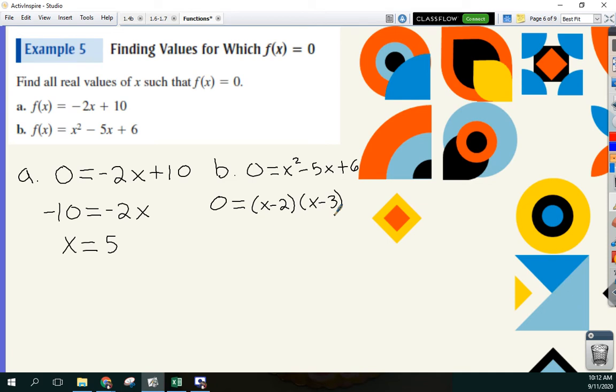If it didn't factor, remember that we have our quadratic formula, and we would have to use that to solve instead. But in this case, it does factor. So remember, once I factor it, I can take each of those factors and set them to 0 separately. And now they're both just linear equations, and we can solve them using those opposite operations. And so we get that x equals 2 and x equals 3.